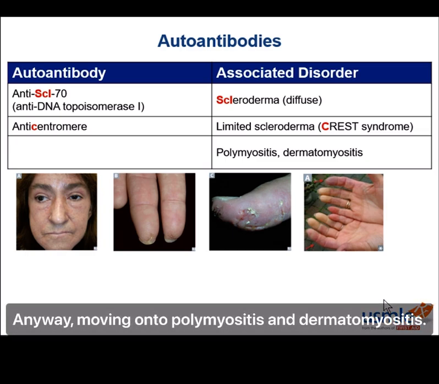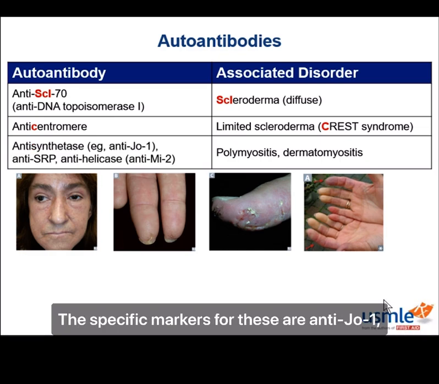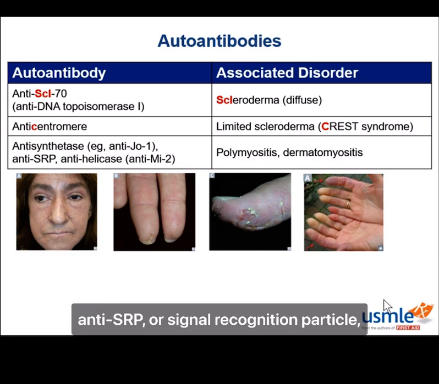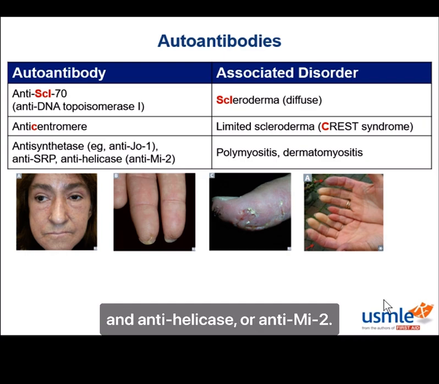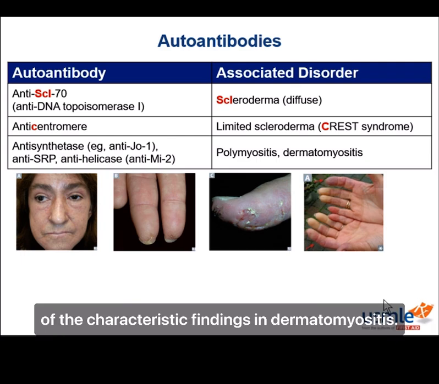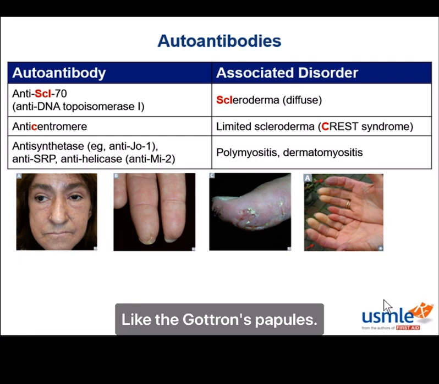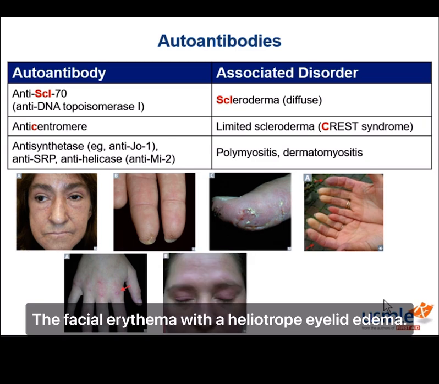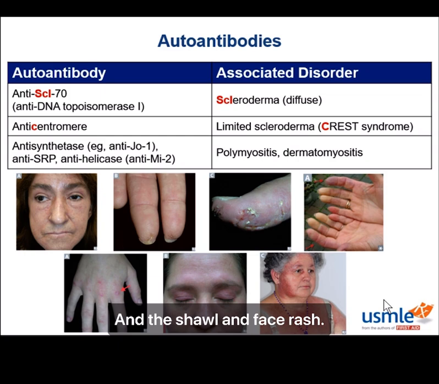Anyway, moving on to polymyositis and dermatomyositis, the specific markers for these are anti-Jo1, or anti-histidyl tRNA synthetase, anti-SRP, or signal recognition particle, and anti-helicase, or anti-Mi2. Now, here are some images of the characteristic findings in dermatomyositis, like the Gottron's papules, the facial erythema with a heliotrope eyelid edema, and the shawl and face rash.